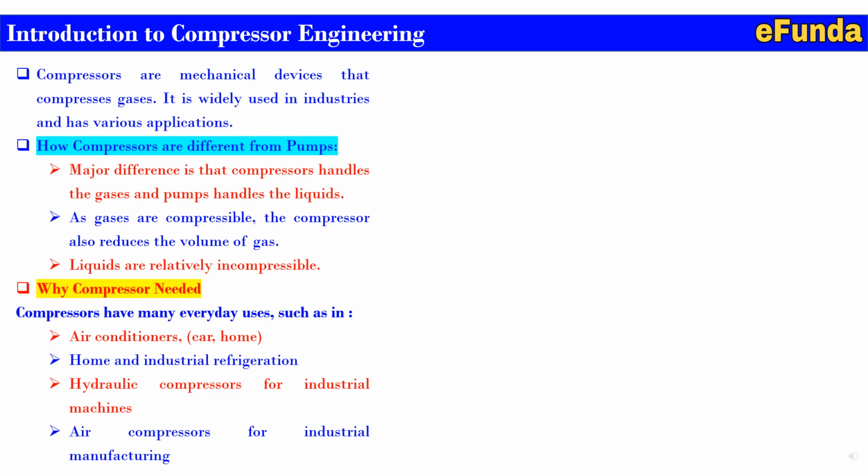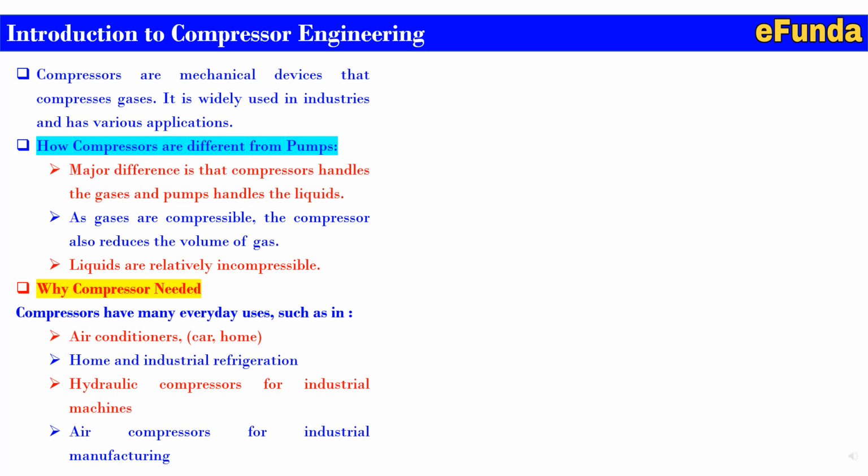Compressors have many everyday uses such as air conditioning, that is car and home, and industrial refrigeration, hydraulic compressors for industrial machines, and air compressors for industrial manufacturing.